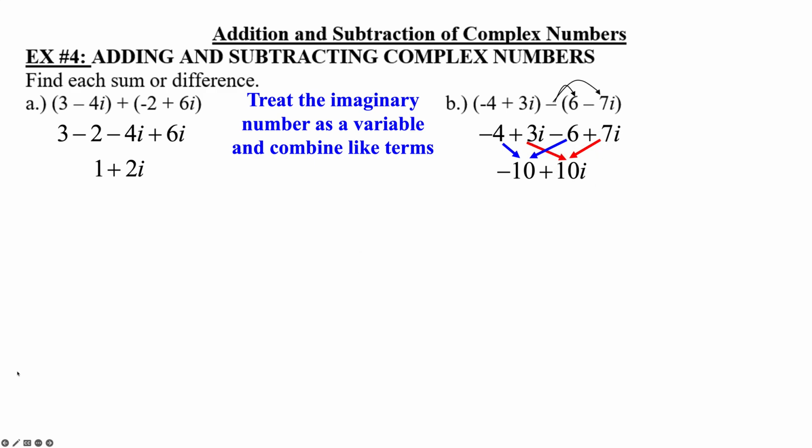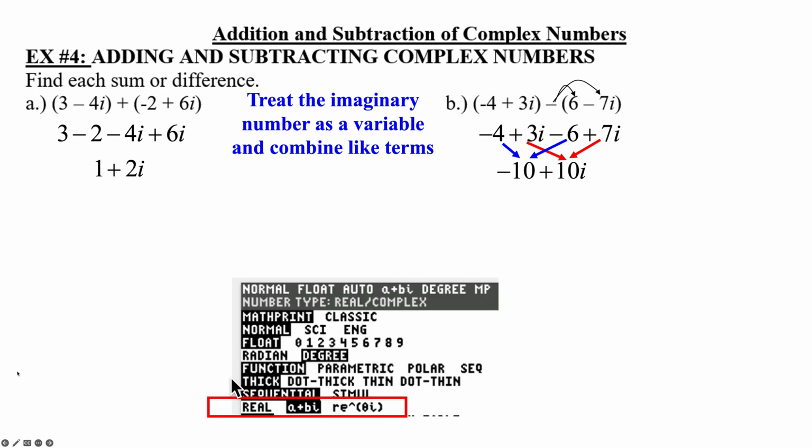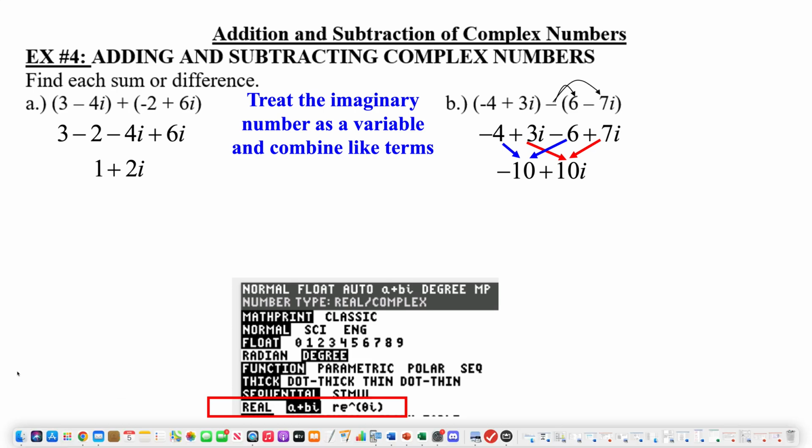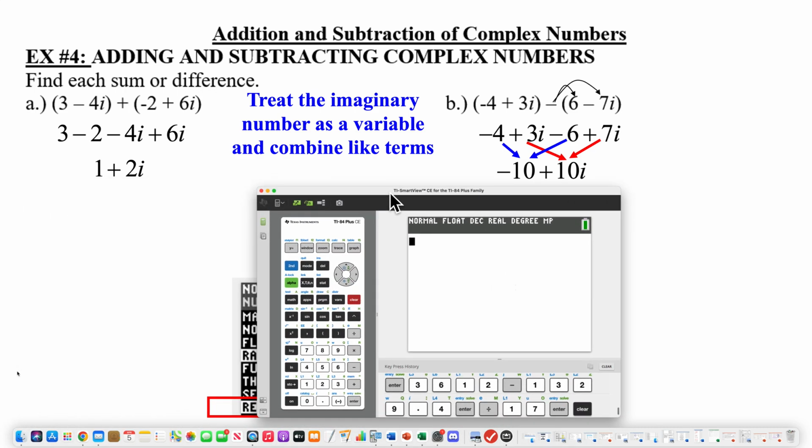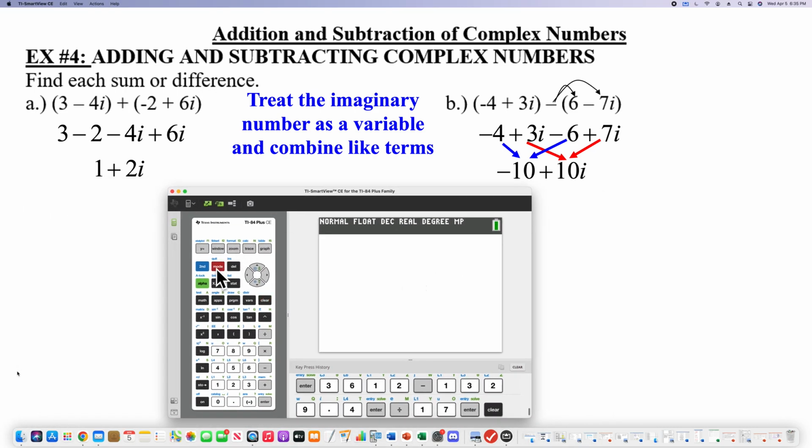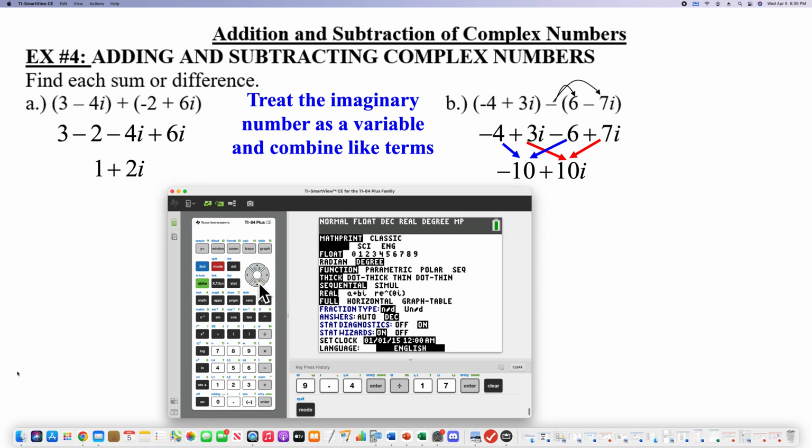Now, something really cool I want to show you in the calculator is we want to change your calculator from the real mode to A plus BI mode. So let me grab my calculator here. We'll show you how we do that. Again, you hit the mode button. Go down there. Oh, my real is highlighted. Move your cursor to A. I said move your cursor to A plus BI. Have it flashing there. Hit enter. Notice it changes at the top. I am now in complex number mode.